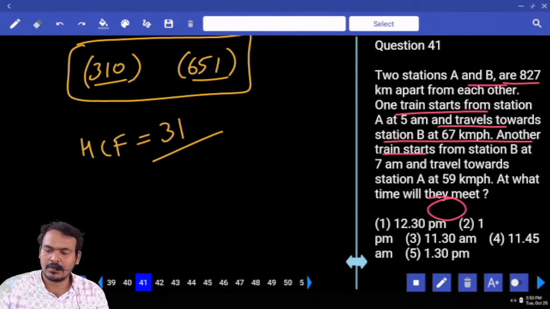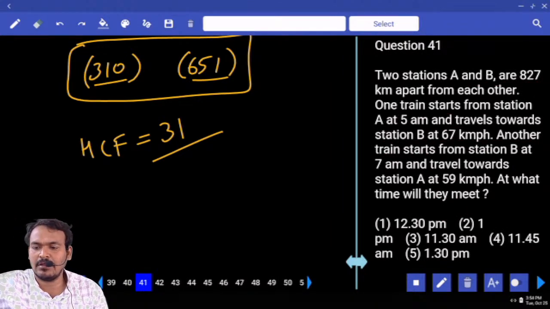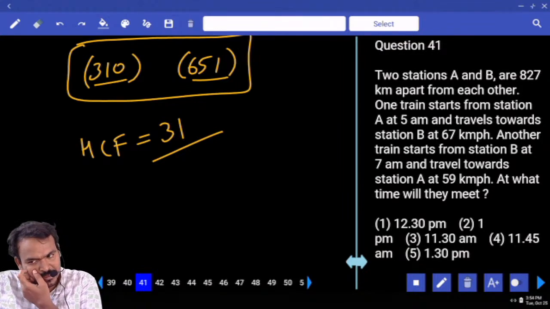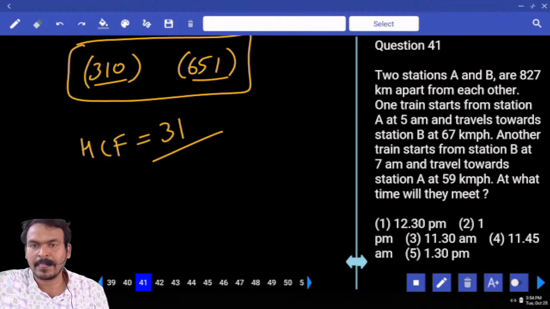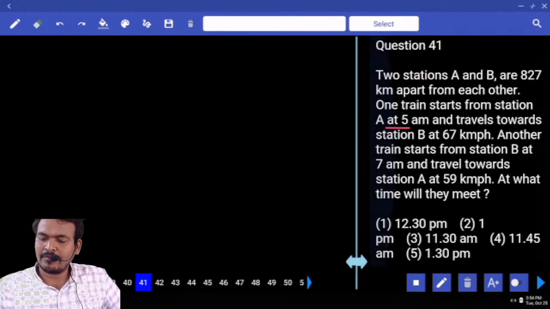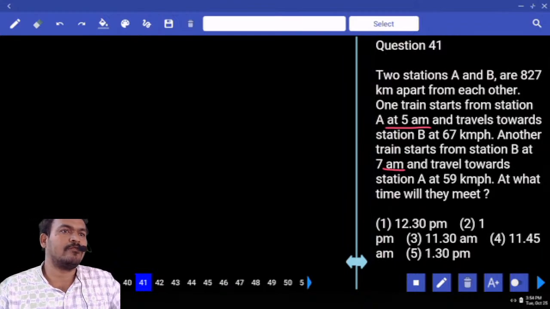Question number 41. 2 stations A and B are 827 kilometers apart from each other. One train starts from station A at 5 am and travels towards station B at 67 km per hour. Another train starts from station B at 7 am and travels towards station A at 59 km per hour. At what time will they meet? First of all, what is the starting time of the first train? 5 am. The second one's starting time is 7 am.